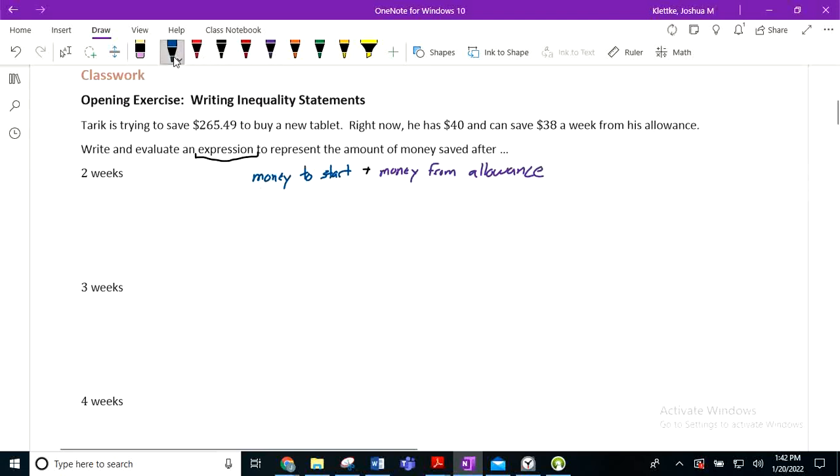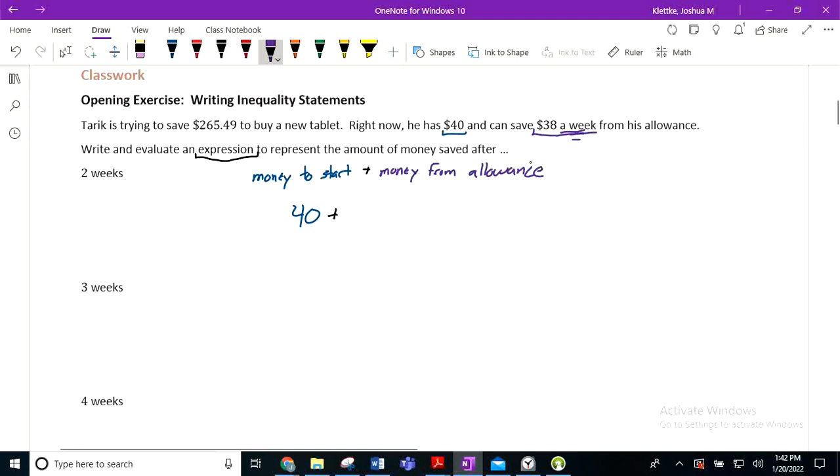So let's talk about the money to start. It says in the sentence right now he has $40. Well, $40 is our money to start. So I'll put 40 plus. Now the money from allowance, let's see, he earns $38 a week.